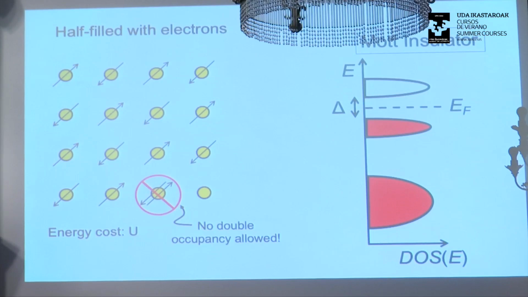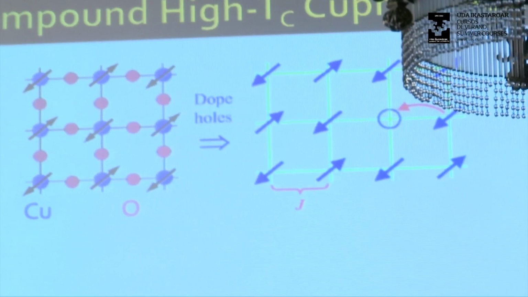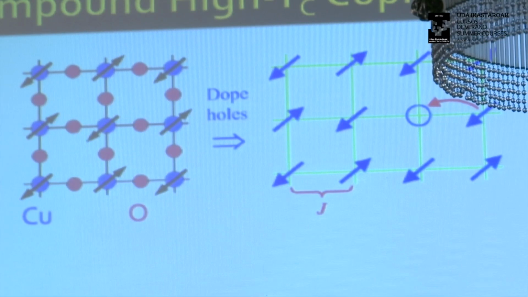They're so famous partly because they're believed to be the parent compound for high-temperature cuprate superconductors. In high-temperature cuprate superconductors, there are these copper-oxygen planes, and for the parent compound, what you have is one electron per copper site. This turns out to be an insulator, a Mott insulator, due to strong correlations. Now, an interesting thing happens when you take away a few electrons from the lattice. When you dope with holes, these electrons can jump from site to site.